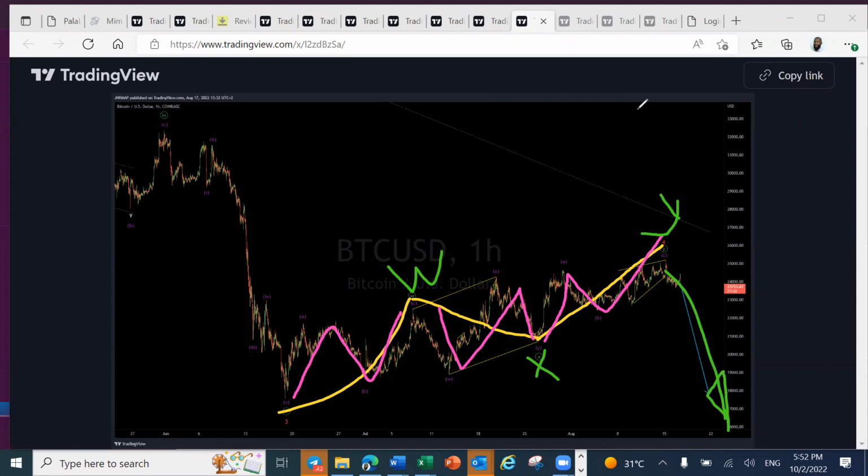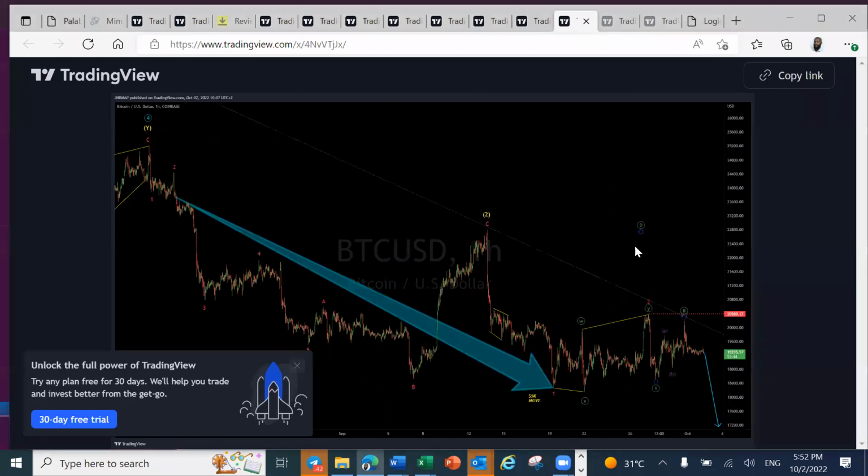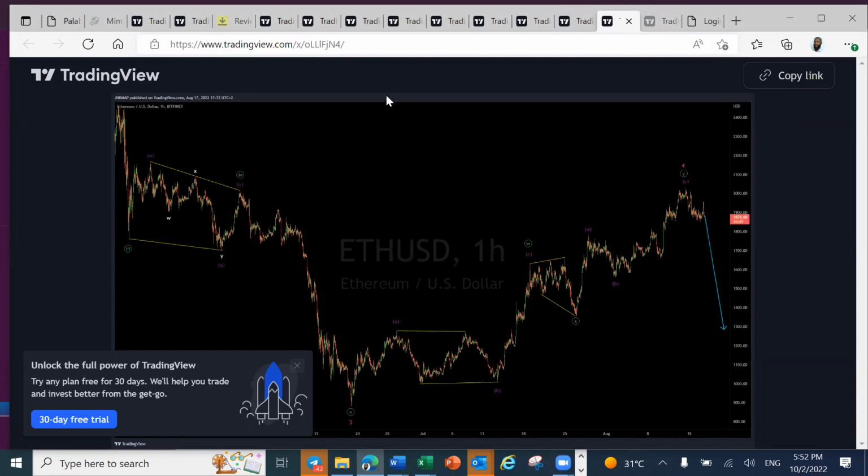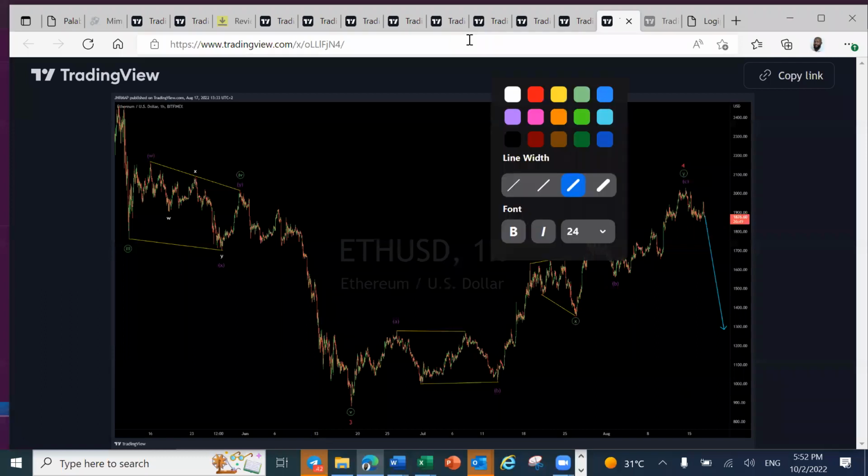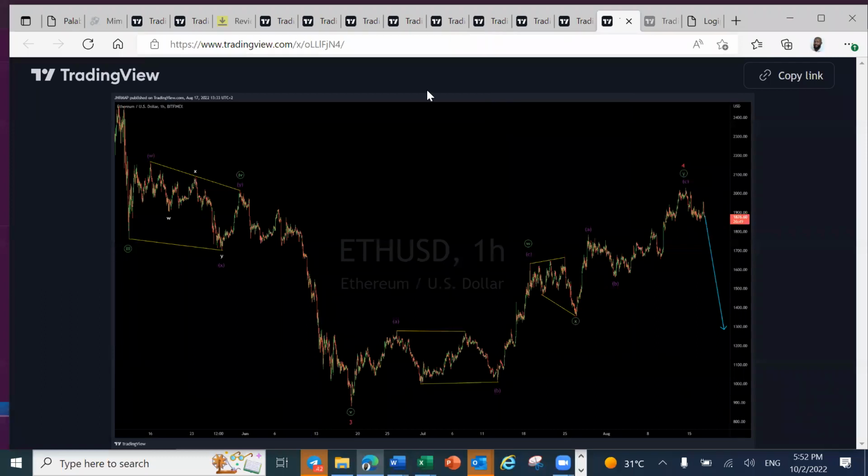As you've already seen in the market, Bitcoin has already dropped from that level, has dropped to over $5,000. We've already dropped $1,000 on Bitcoin. Similarly, Ethereum was a no-brainer because we're expecting Bitcoin to drop. It was no surprise that we see Ethereum having a similar move in that green degree.